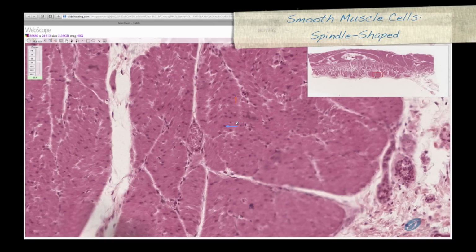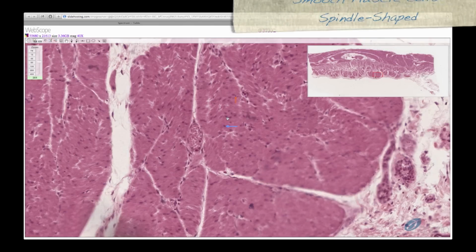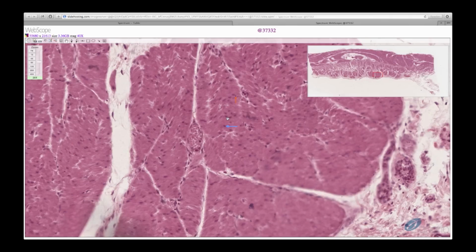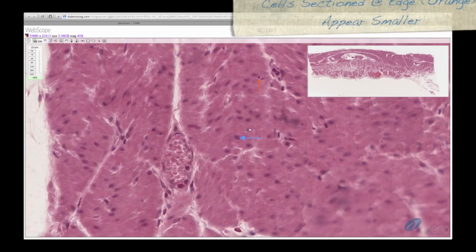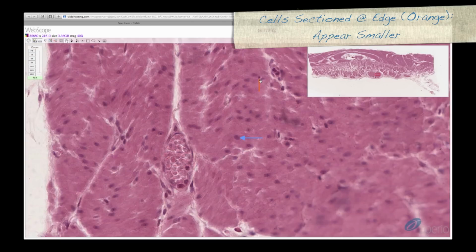This is because smooth muscle cells are spindle-shaped, or, as I like to picture, shaped like a football with tapering ends. Depending on where the section was taken through a cell, smooth muscle cells may appear to be different sizes. Cells will appear to be larger when the section is taken through the center of the cell, as seen here at the blue arrow. Cells will appear to be smaller when the section is taken through the edge of the cell, as seen here at the orange arrow.